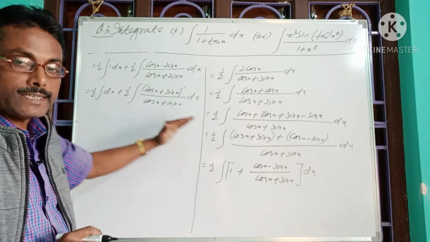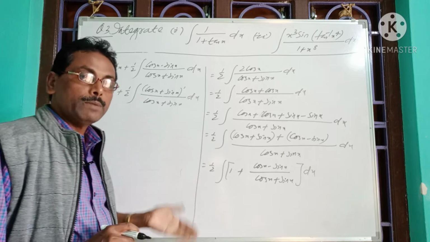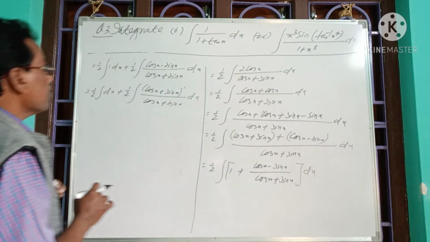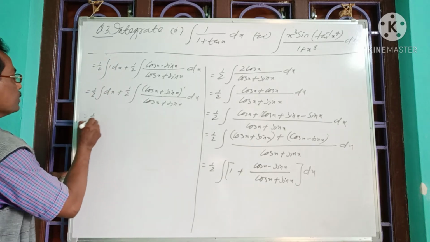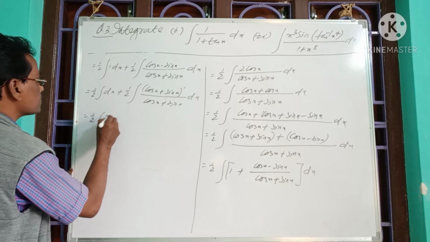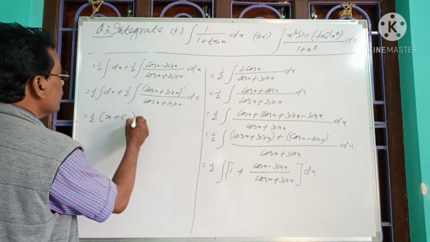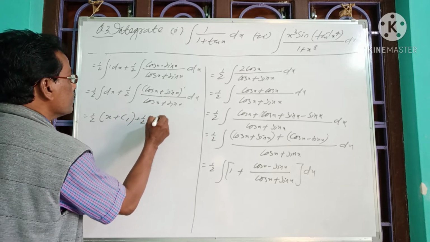So now the integrand transforms into integration of g dash x by g x, whose integral is ln of mod g x plus c. So now both the integrands are easily integrable. Integrating, we have half into integration dx will give us x plus c1, where c1 is the constant of integration. Again integrating the second, we have half into ln of mod g x plus c.